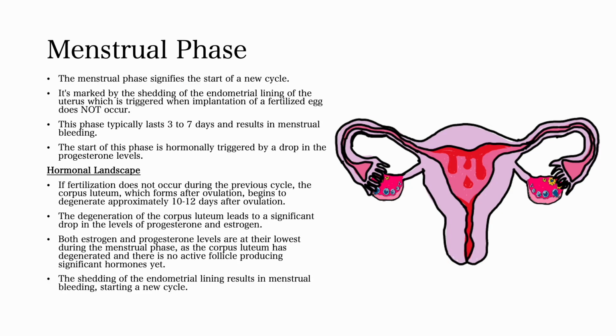First, we have the menstrual phase. The menstrual phase signifies the start of a new cycle. It's marked by the shedding of the endometrial lining of the uterus, which is triggered when implantation of a fertilized egg does not occur. This phase typically lasts 3 to 7 days and results in menstrual bleeding. The start of this phase is hormonally triggered by a drop in progesterone levels.